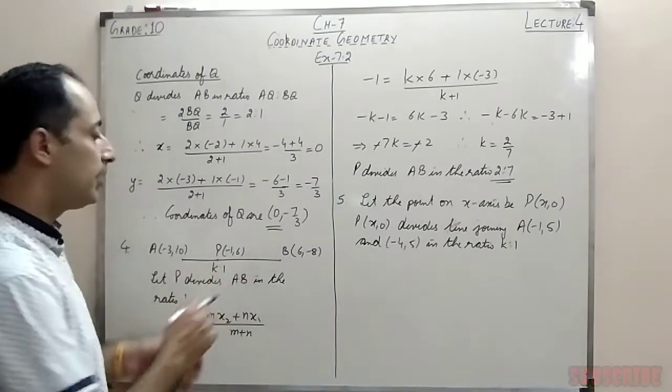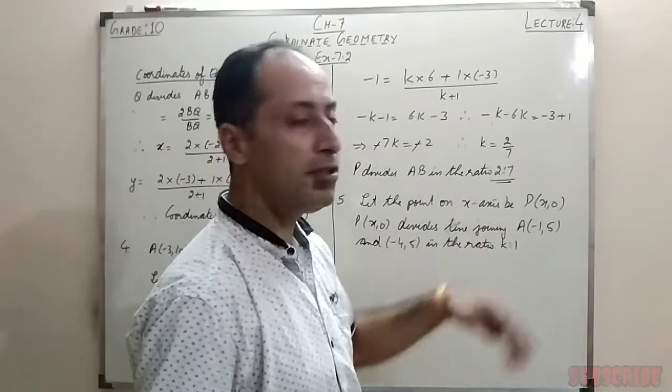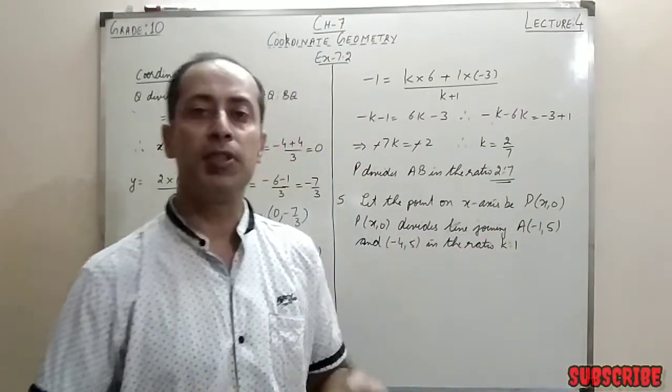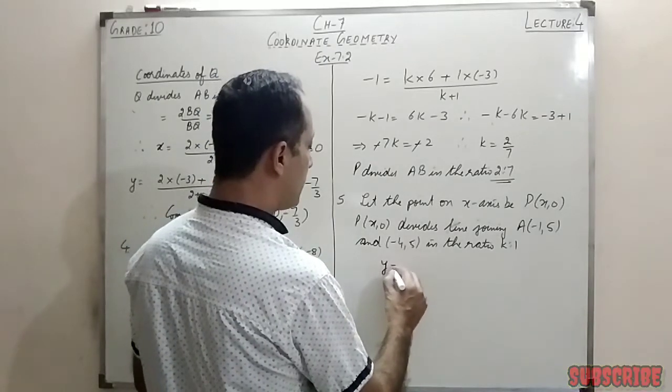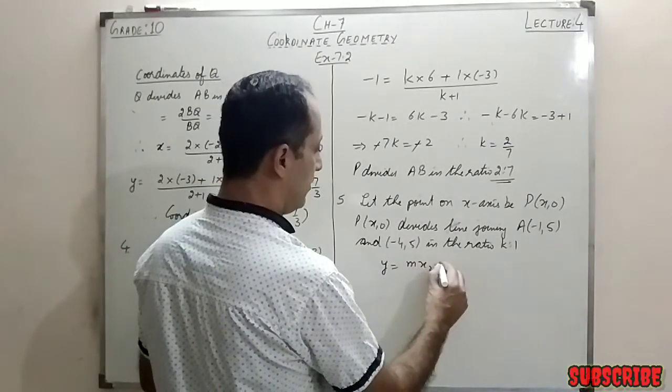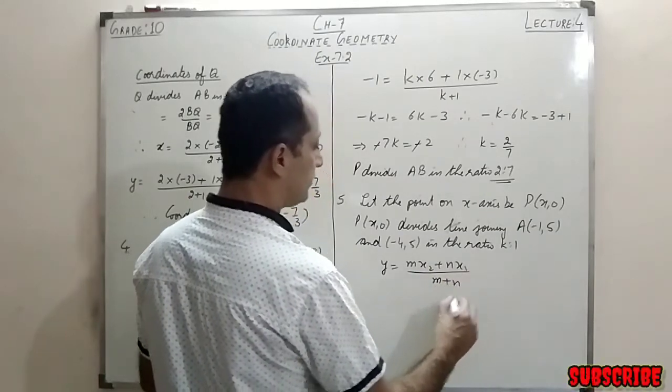Now, as in the previous question we saw, we had the choice. We could use either of the two, the x or the y. But in this case, I don't have a choice because the x coordinate is not given to me. So I will have to proceed using the y coordinate. Now here, I write y equals to m y2 plus n y1 upon m plus n.